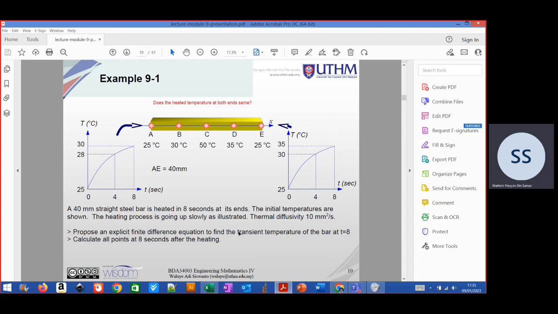So what does it mean by transient temperature? It means that it wants us to predict the temperature of points A, B, C, D, and E at 4 seconds and at 8 seconds. So that is what it means by transient. Transient is related to time, and we calculate all points at 8 seconds after the heating. So again, it wants us to calculate points A, B, C, D, E at 4 and 8 seconds. So how are we going to do that?